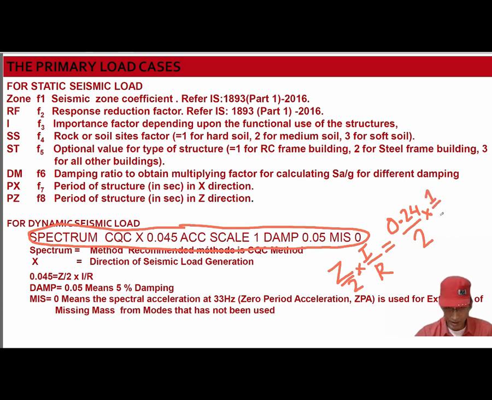And response reduction factor: this structure has both concentric bracing in the Z direction and moment frame in the X direction. So for ordinary brace frame, the response reduction factor specified by the code is 4, whereas for moment resisting frame, the response reduction factor specified by the code is 3. We will take the more critical one, that is 3. So this works out to be 0.045.